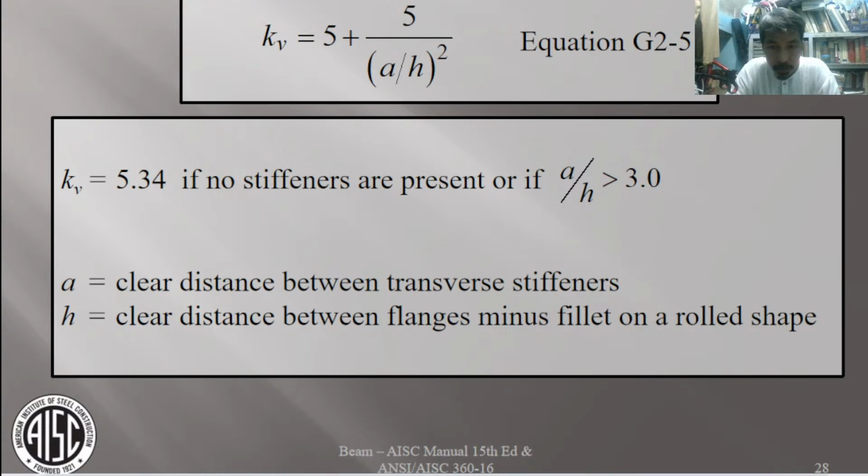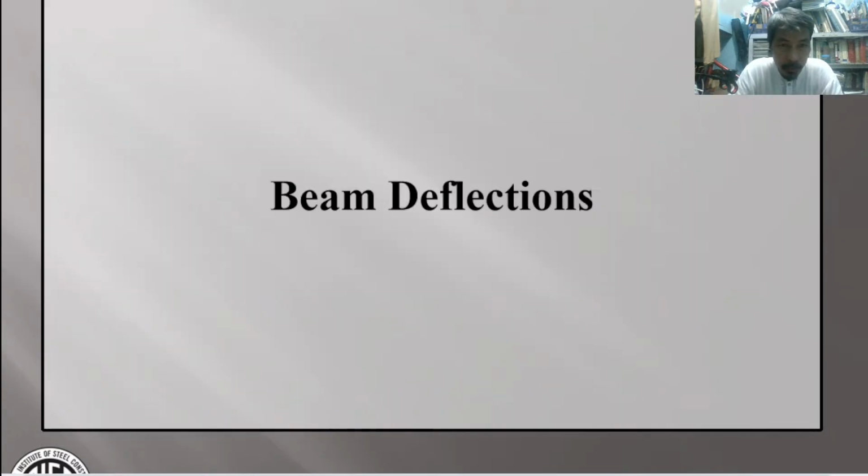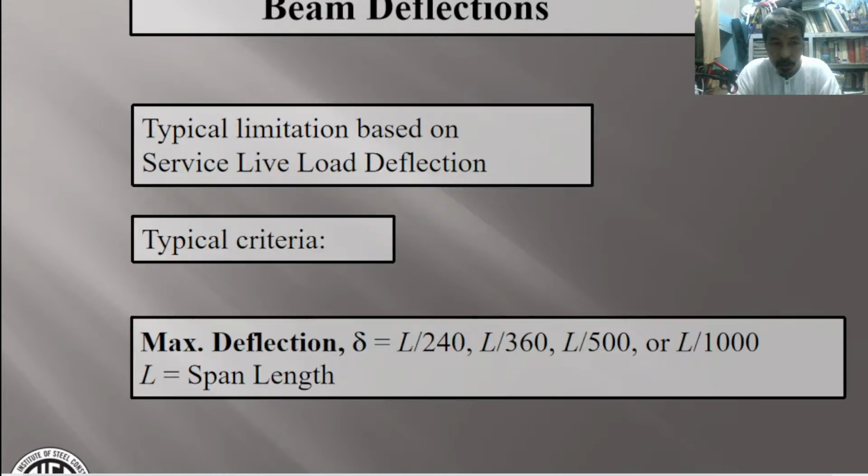So just very fast, we will finish this faster. Now let's take a look, very fast, at serviceability. This is not strength limit state but serviceability limit state. So in the serviceability limit state, we have deflection. So deflection, elastic behavior, limit set by project specification.